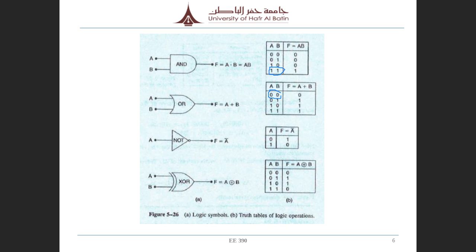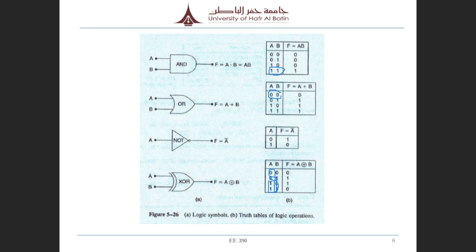Okay, and NOT is very easy. It's a complement. What about the XOR? If you think about A, if A is 1, it actually complements B. Look at here: when B is 0, the output will be 1, and when B is 1, it will be 0. But if A is 0, it doesn't change B. So when A is 0, if B is 0, output is 0; B is 1, output is 1.